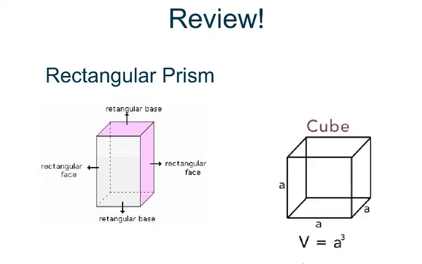One type of rectangular prism is a cube. A cube has square bases and faces where every edge of the cube or side has the same length, because in a square, every side length is the same. So if I was going to find the volume of this cube, I would do a times a times a, which is the same thing as a to the third power, or a cubed. And that is why we call the third power cubed.